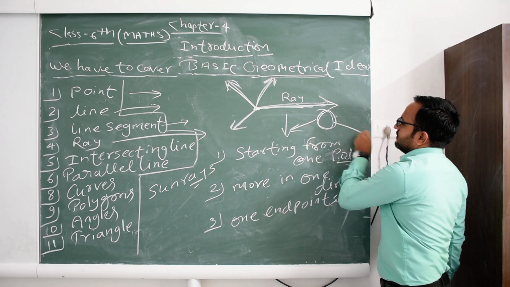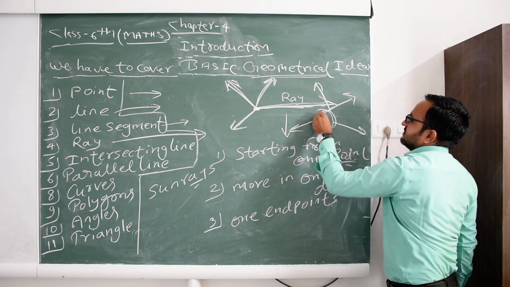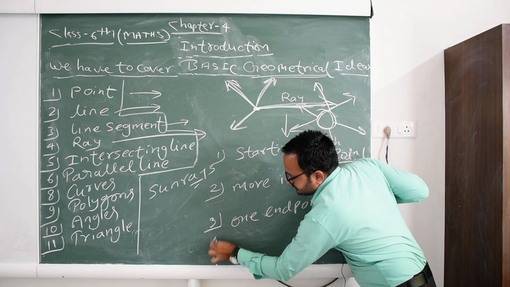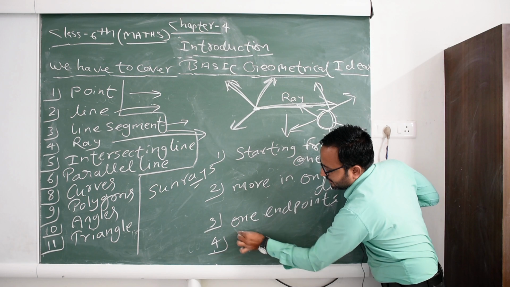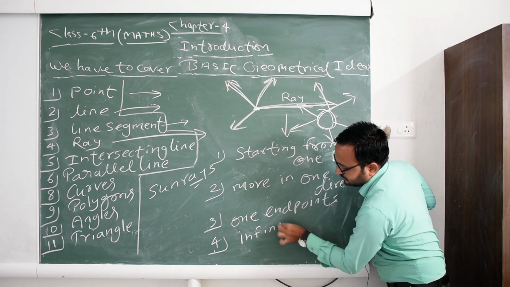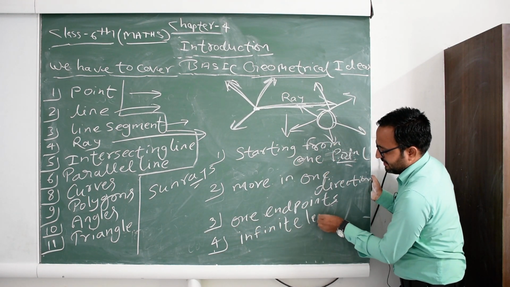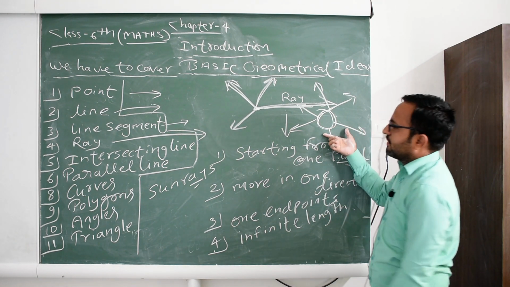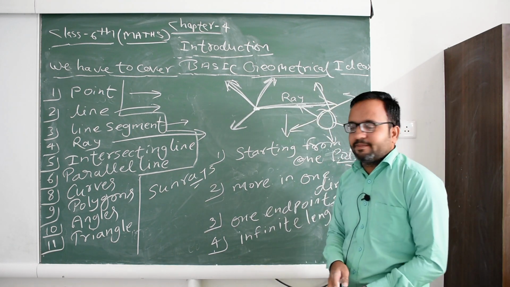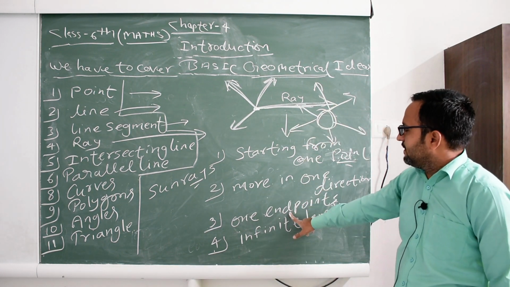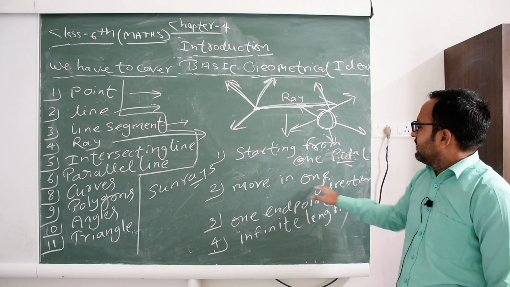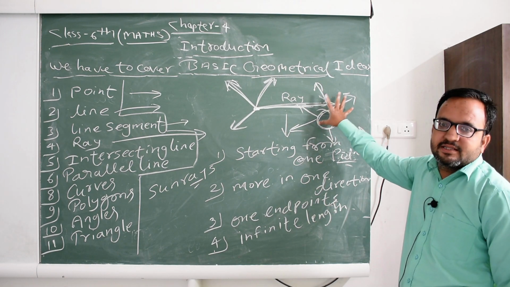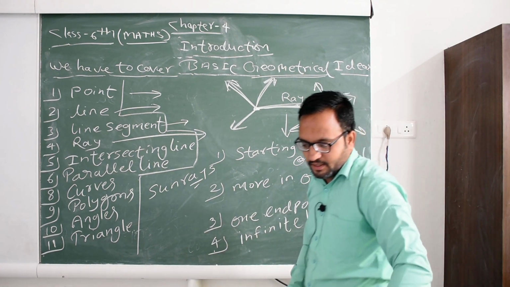And it is of infinite length. So this is your ray concept. The ray concept is a single end point, starting from one point, going in one direction, with one end point and infinite length. The best example is sun rays. Okay, now.